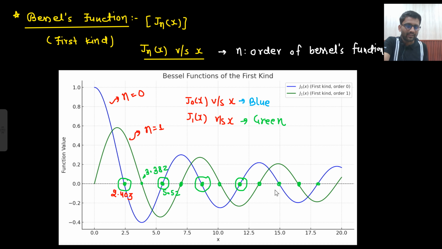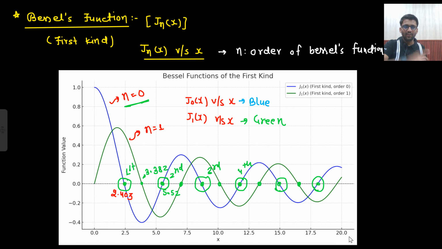It is something around 11. Then again it will become 0. It is around 15 only. Then again it will become 0. It is around 18. So this is the first time it is becoming 0, this is the second time, this is the third time, this will be the fourth time it is becoming 0, for n equals 0.